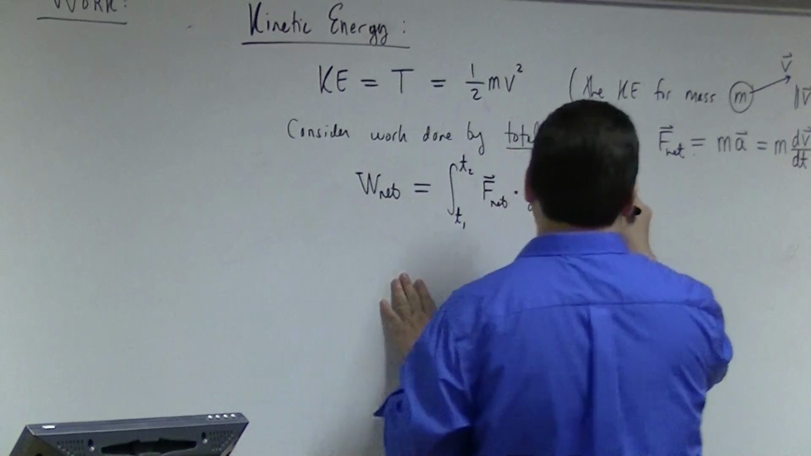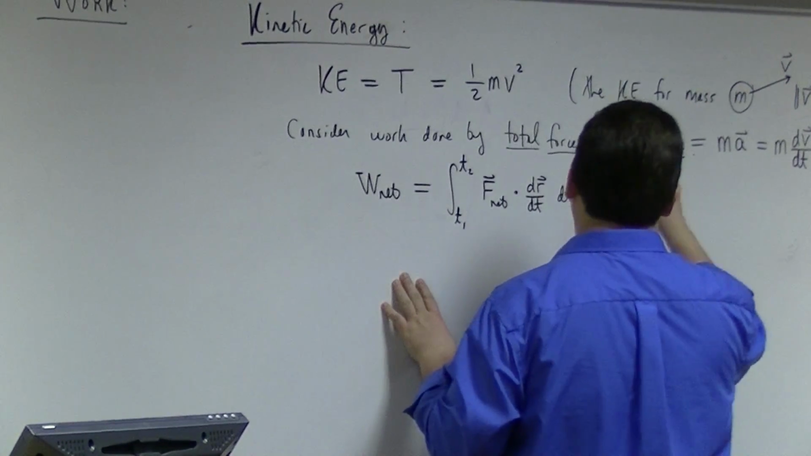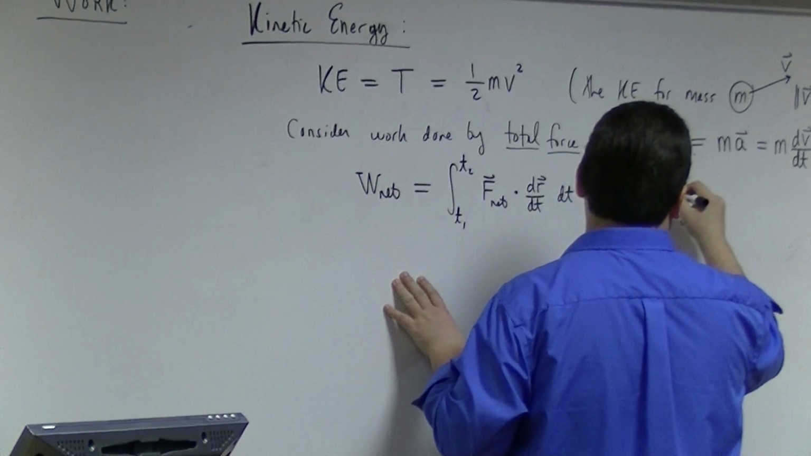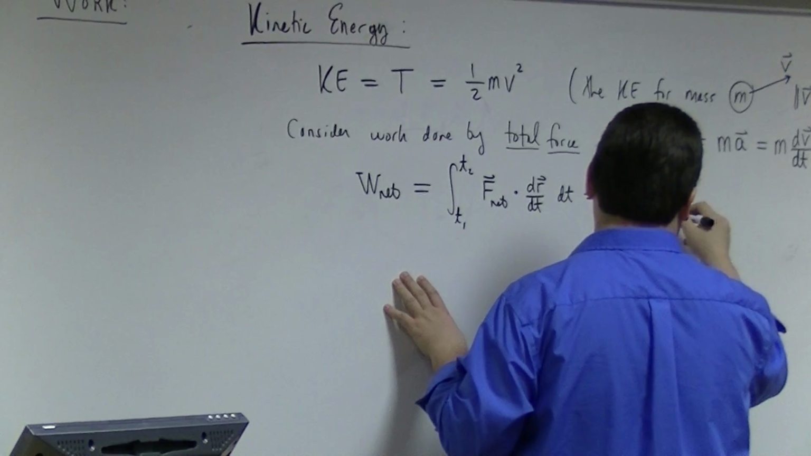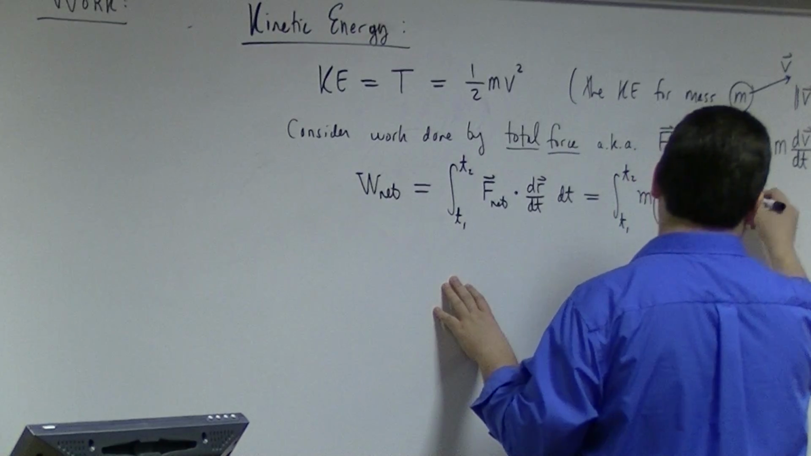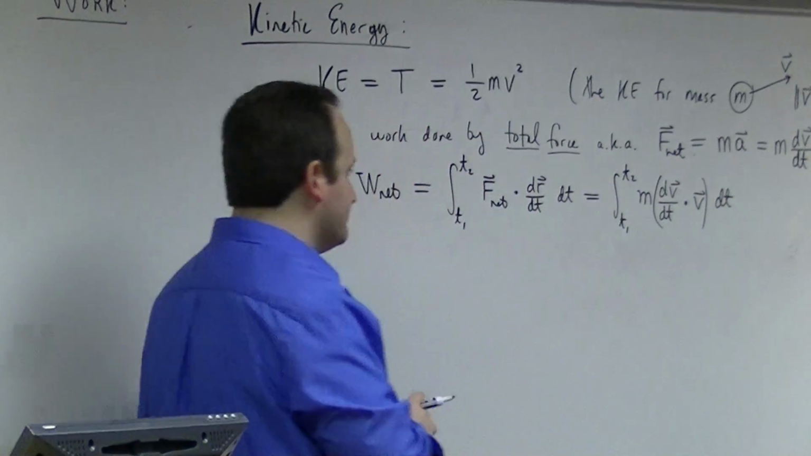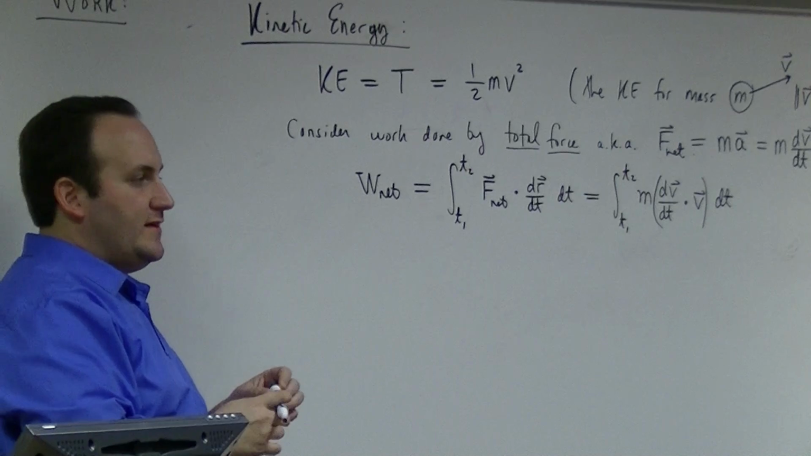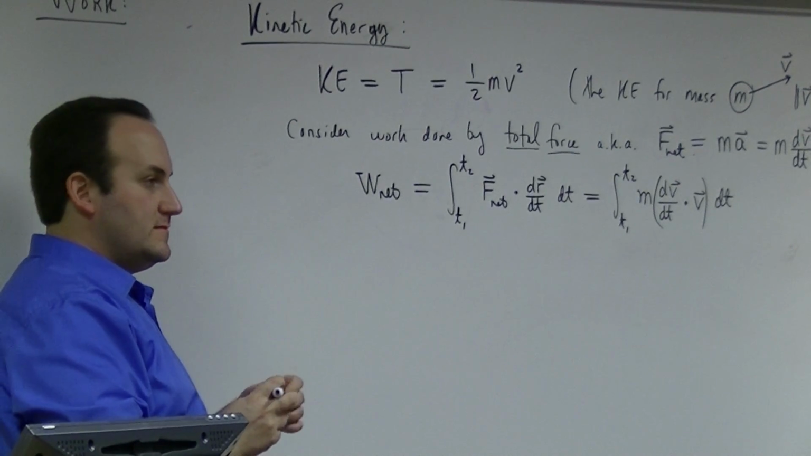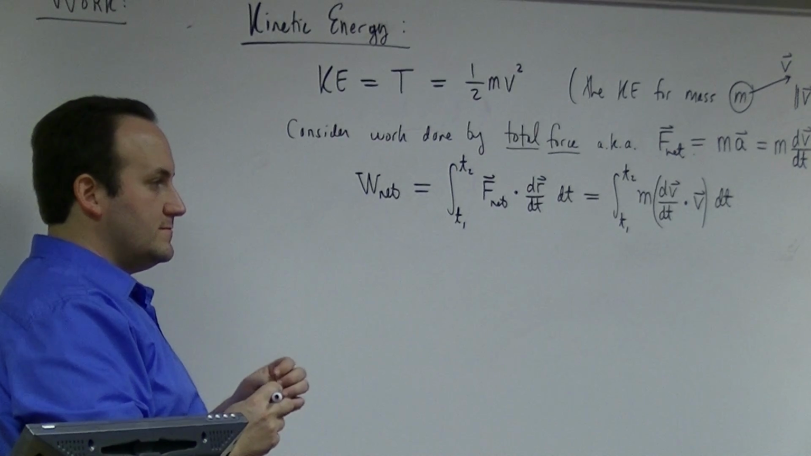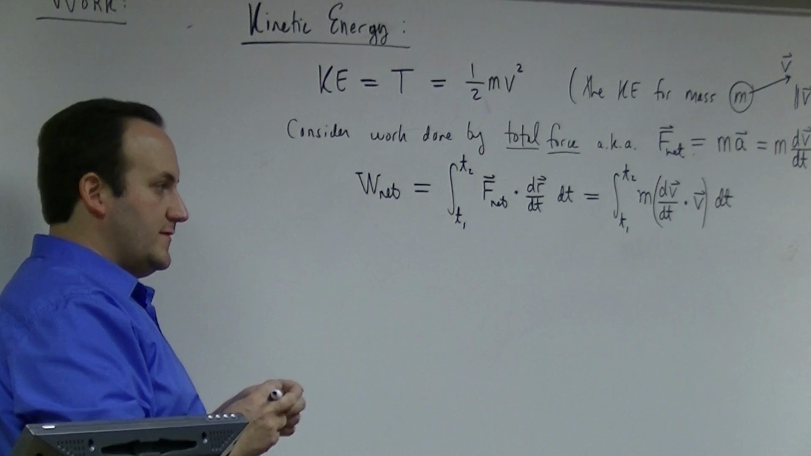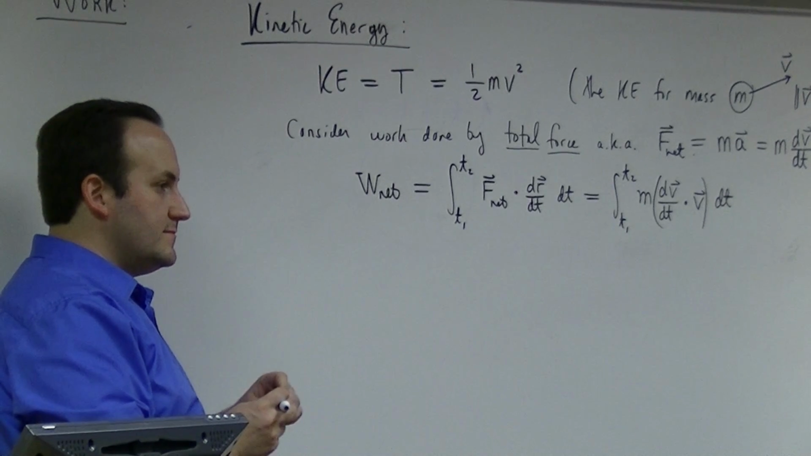Then what? Well, I can use Newton's second law, and I can rewrite the integral from t1 to t2 of m dv/dt dot v dt. So I traded my dr/dt for v, just to make everything more in line notationally. Okay? So far, so good? Everybody with me? Okay.